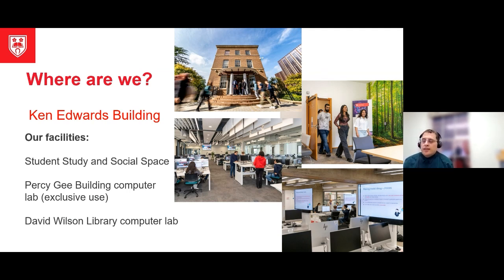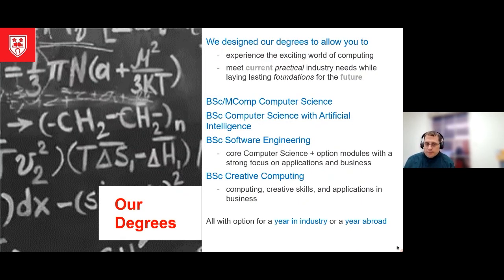But we also have additional labs, for example, the David Wilson Library Lab, which you can see here in the bottom right-hand corner, where you can also go to do your practical sessions or to work on your project. So that covers kind of where you would study at the University of Leicester, but what would you study here? We have designed our degrees in a way that they allow you to experience the exciting world of computing and meet current practical industry needs, as well as building lasting foundations for your future.